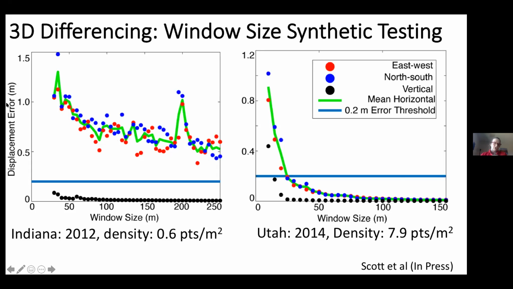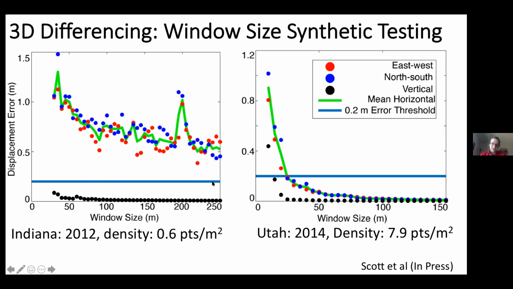So this plot here shows displacement error versus window size. This is for the Indiana data set acquired in 2012 with a point density of about 0.5 points per meter squared. And these different colors are showing in blue and red the horizontal displacements, and in black the vertical displacements. And you can see in this case that the error does decrease with increasing window size. And this makes sense. With larger window size, we essentially have more data that can be used for the alignment. So we do expect lower error.